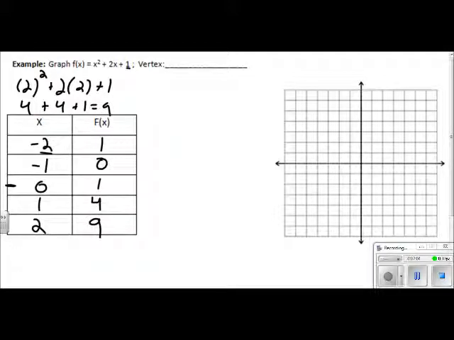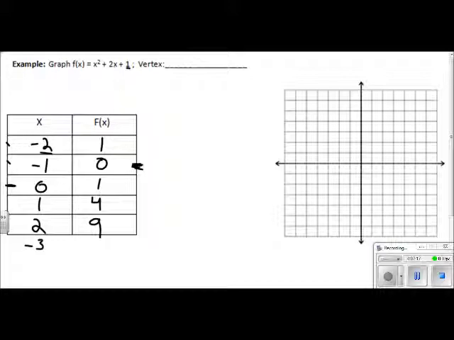Now here it looks like everything is centering around this point here. So we'll do one more further away. So from here we had a negative 1, negative 2. Let's do negative 3, just to be sure we have some good points to use for our graph. So we'd say negative 3 squared plus 2 times negative 3 plus 1. Negative 3 squared is 9, plus 2 times negative 3 is negative 6, plus 1. Well, 9 and 1 is 10, and 10 minus 6 is 4. So this will give us a 4.